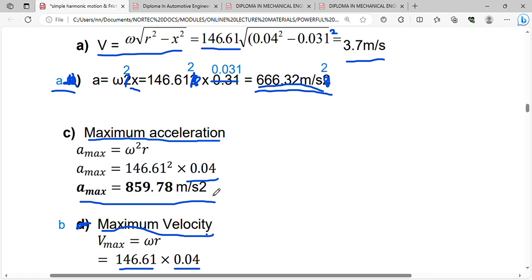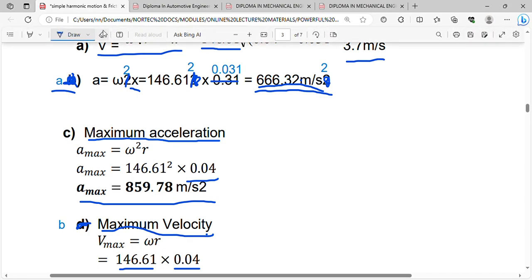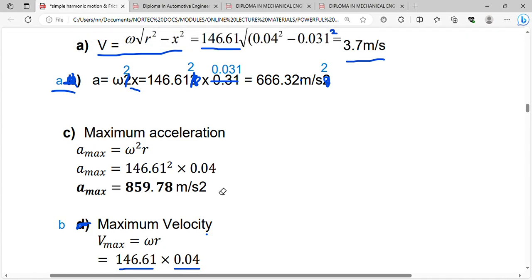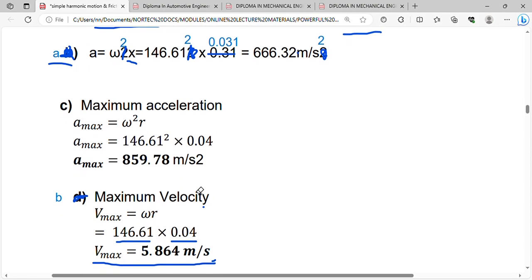I think my computer was just giving some funny values there, but otherwise it's supposed to be squared. So 859.78 becomes the maximum acceleration. If you look at the other normal one, it was 666.32. But this one is 859.78. You can already see the difference in numbers. The maximum value must always be bigger. If it gives you the opposite, then you should know that there is a problem and you have to check your working.